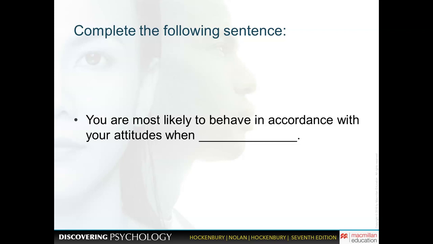And last but not least, we tend to behave in accordance with our attitudes when we have a vested interest in the subject, and we basically stand to gain personally or lose something on a specific issue. So we either stand to gain or to lose in a particular situation. Hope this helped.